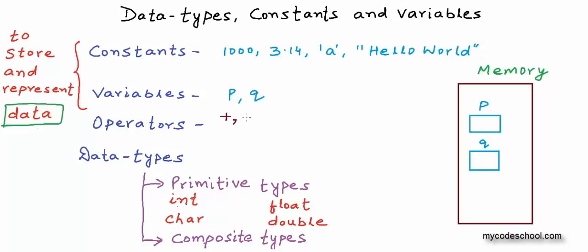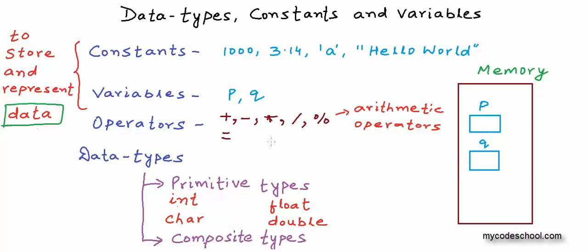We have arithmetic operators: plus, minus for addition and subtraction, asterisk for multiplication, slash for division, and percent sign for modulus operation. These are arithmetic operators. A single equal to sign is called assignment operator. It is used to assign value to a variable.